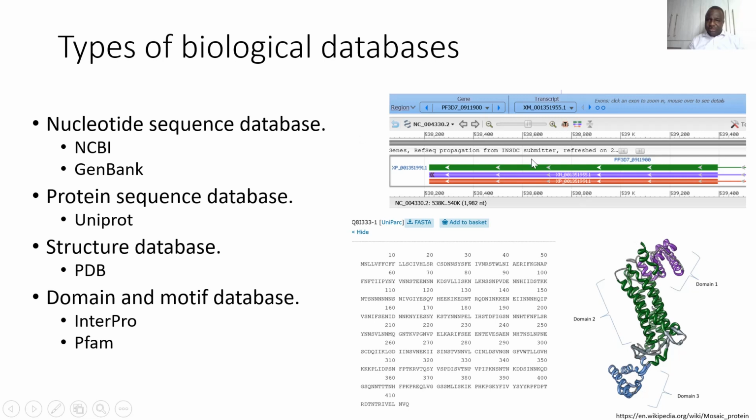So you have your GenBank, nucleotide sequences, you have your protein sequences, you have your protein structure databases, and you have some other databases that also explain part of that particular protein in terms of looking at specific domains and motifs. So a domain is essentially a conserved part of the protein that can perform its function or move independent of the other parts.